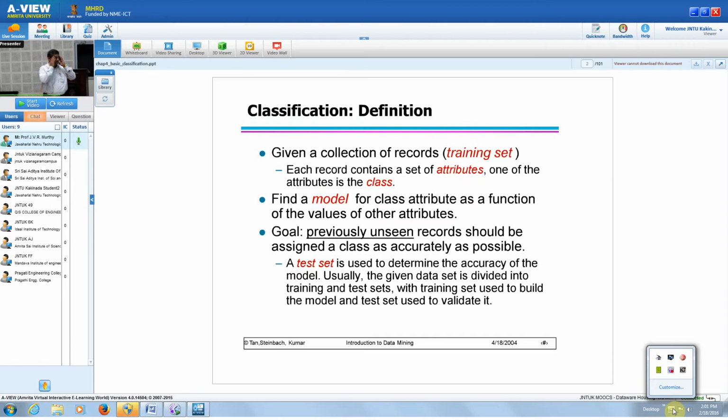I'm asking all the remaining colleges also. So are you able to follow? We finished almost 50% of the syllabus. And if you have any queries, feel free to mail us. Okay.